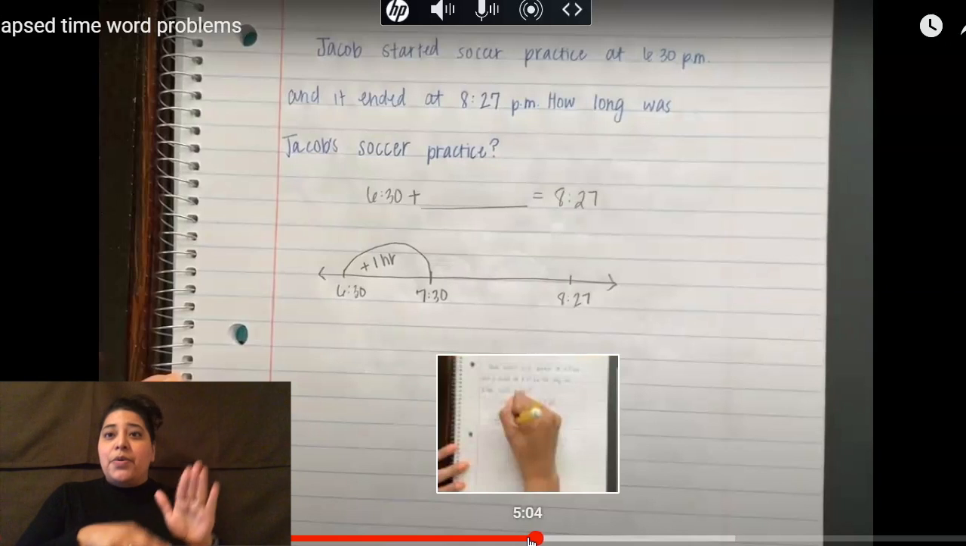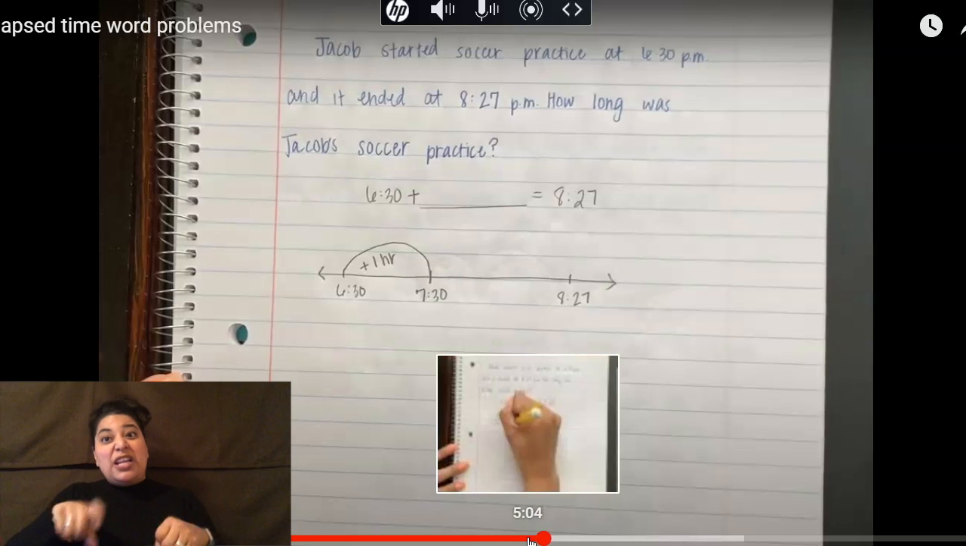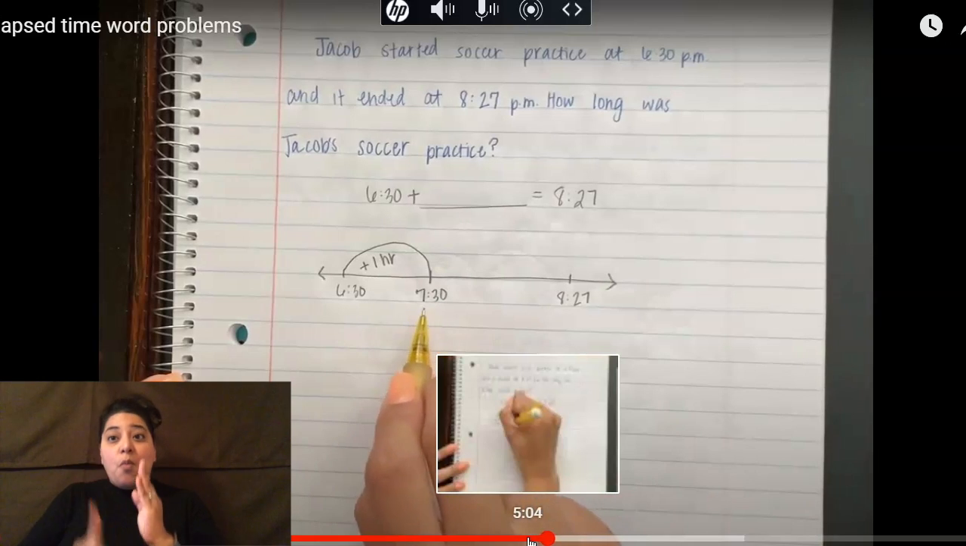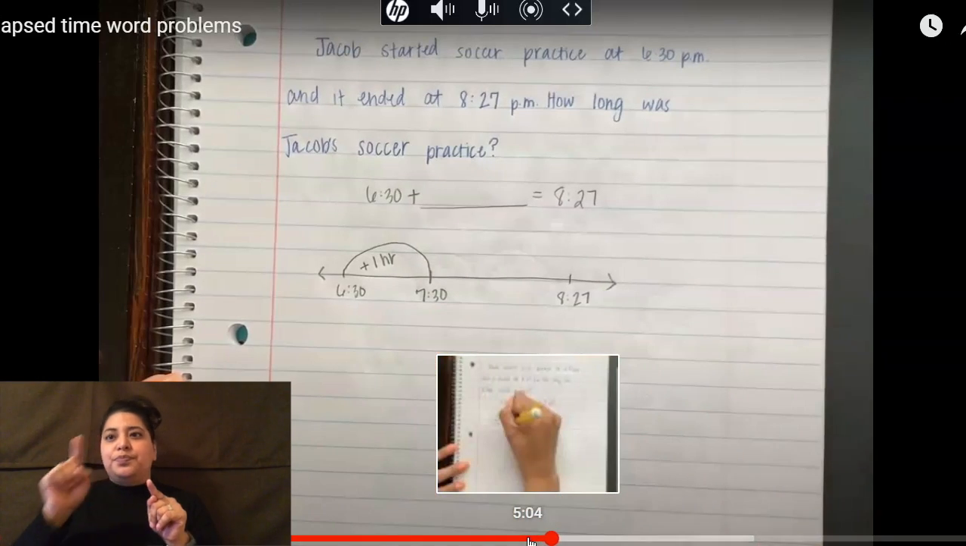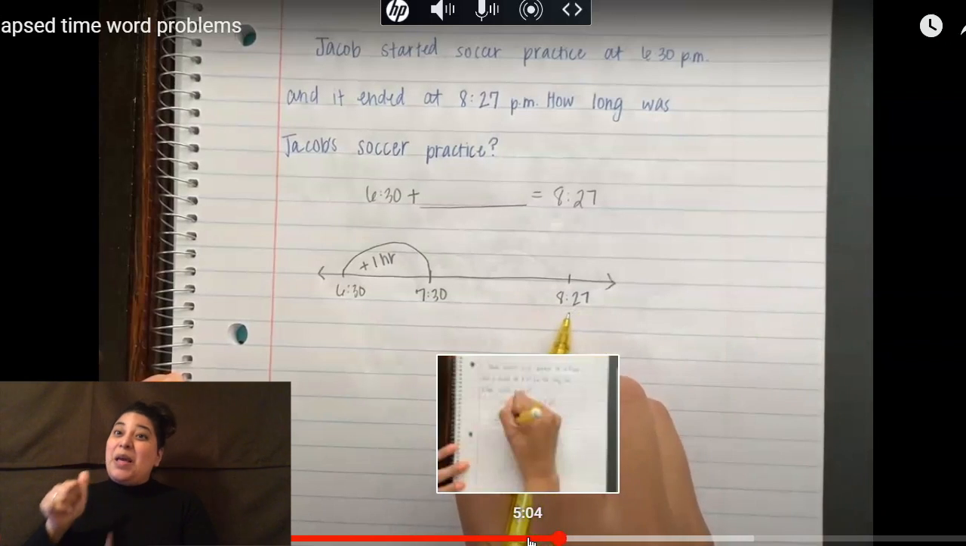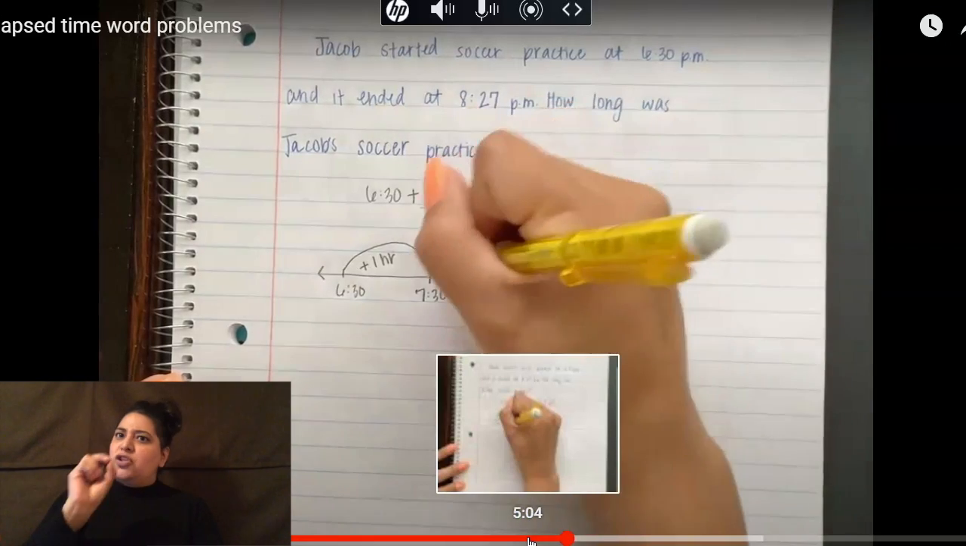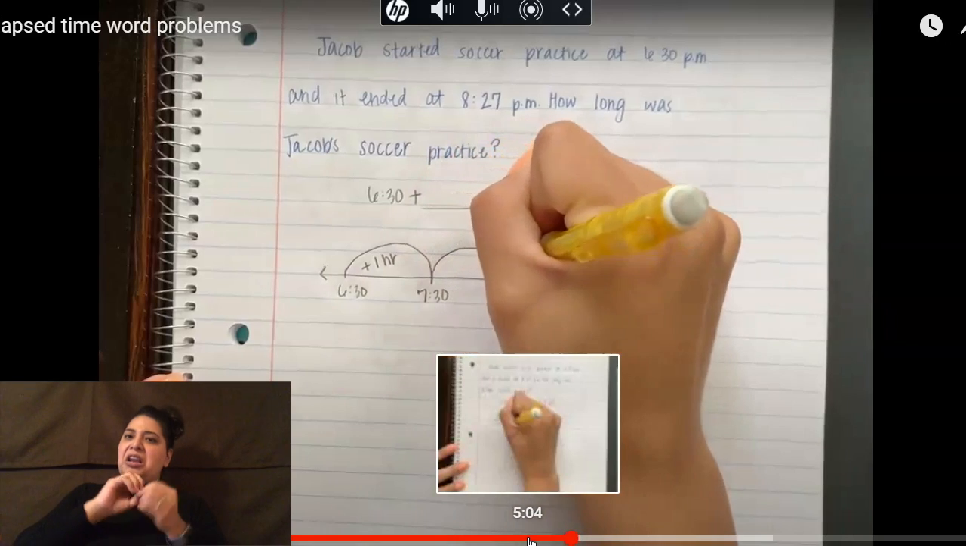Okay, pretty easy. And I'm not yet to 8:27, so I know I have some more jumps I need to make. If I add another hour, you could think, let's add another hour. But if you did, you would hit 8:30, and that's past 8:27. So we can't use an hour. Let's do 30 minutes. That's a nice good chunk.